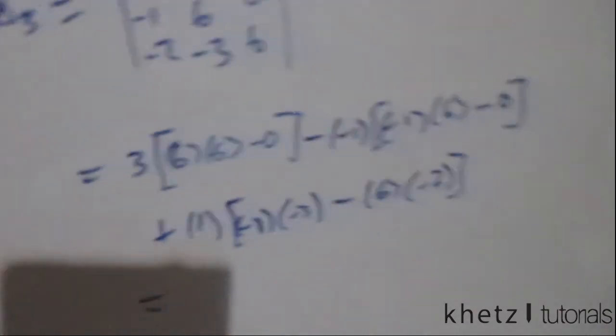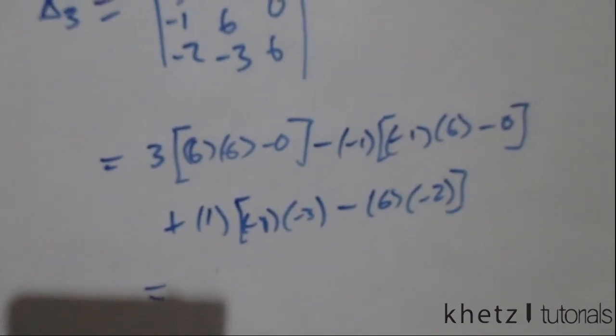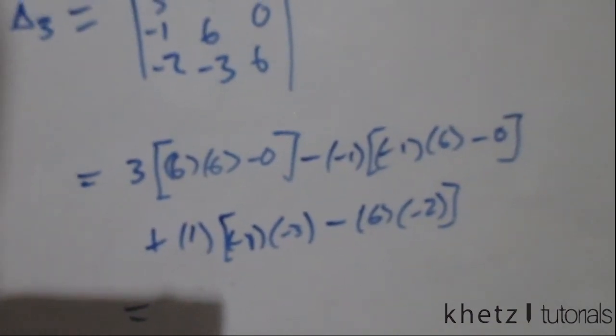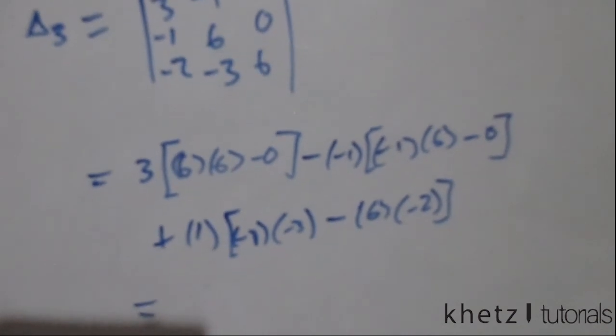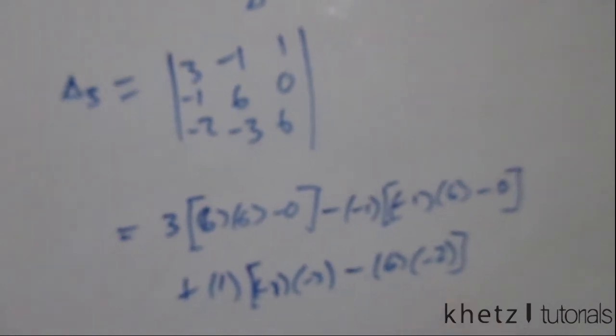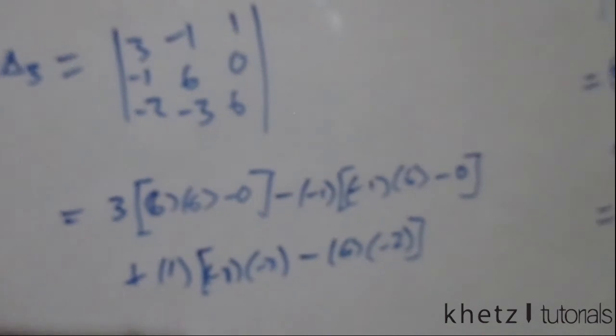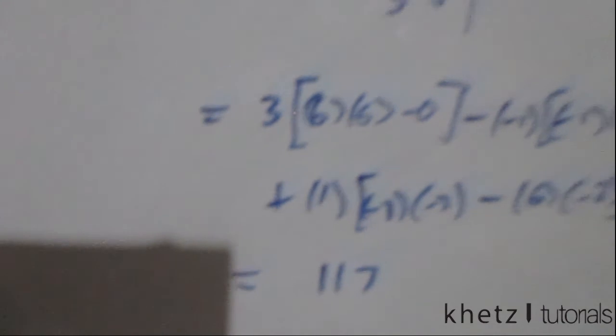And so here it goes. We have 3 multiplied by 36, which is the first bracket, and then we have plus -6, and finally we have 3 plus 12, which is 15. And the final answer is 117, which is basically the same as determinant 1. Determinant 3 is also 117.